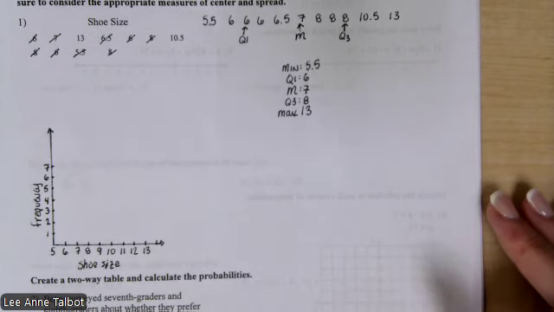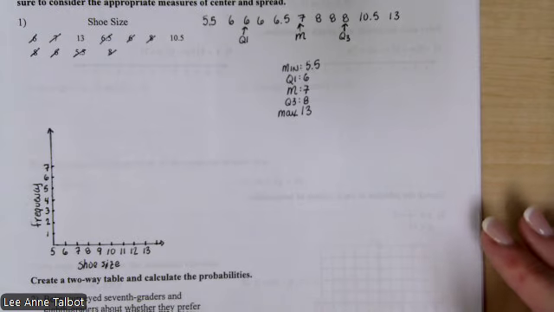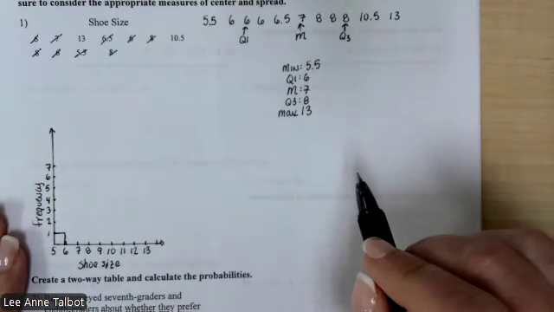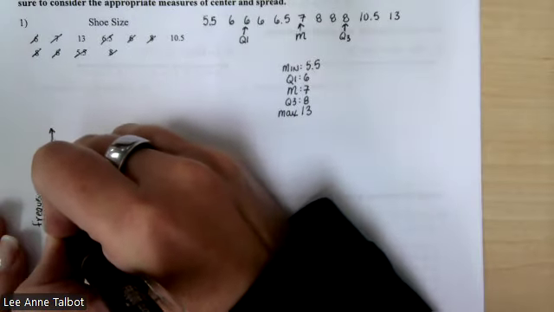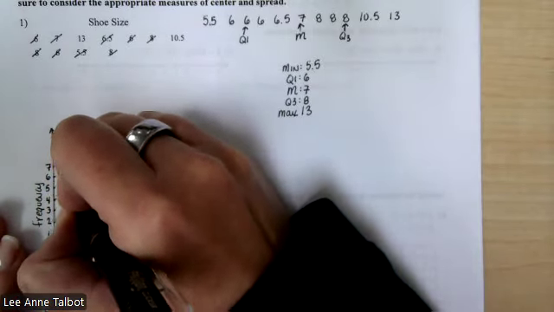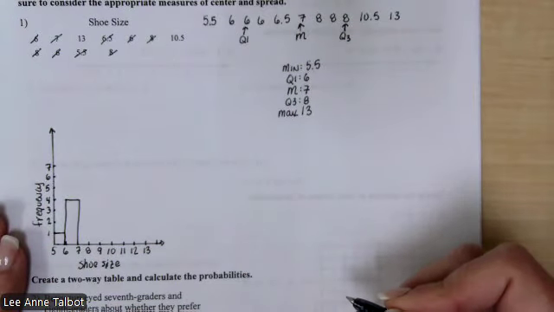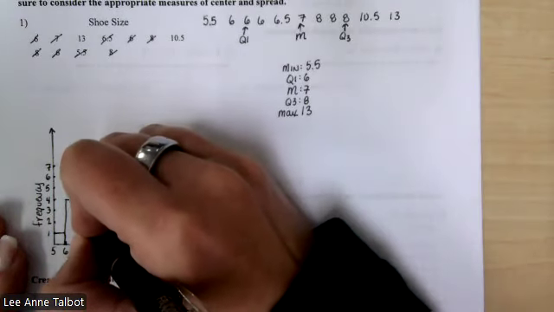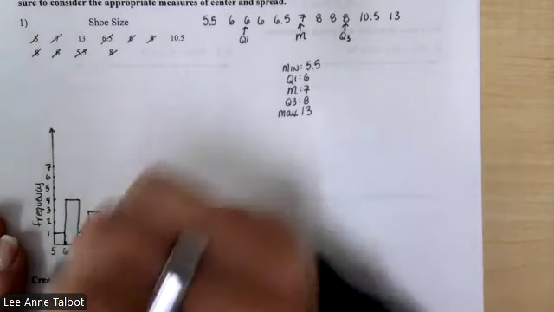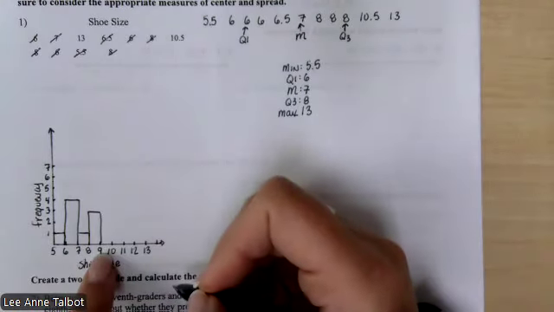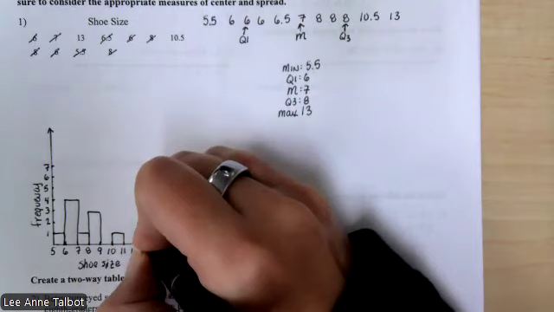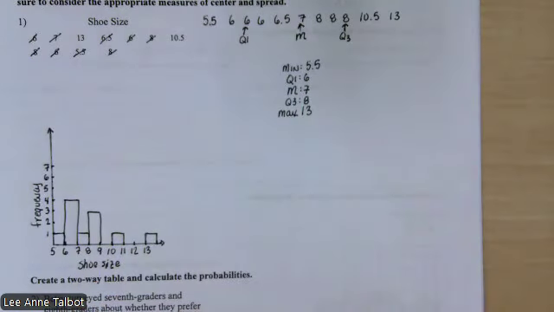Okay, you guys, so how many numbers are in the 5s? 1. And how many numbers are in the 6s? 4. And 1 in the 7s. 3 in the 8s. Nothing in the 9s. 1 in the 10s. 1 in the 13s.